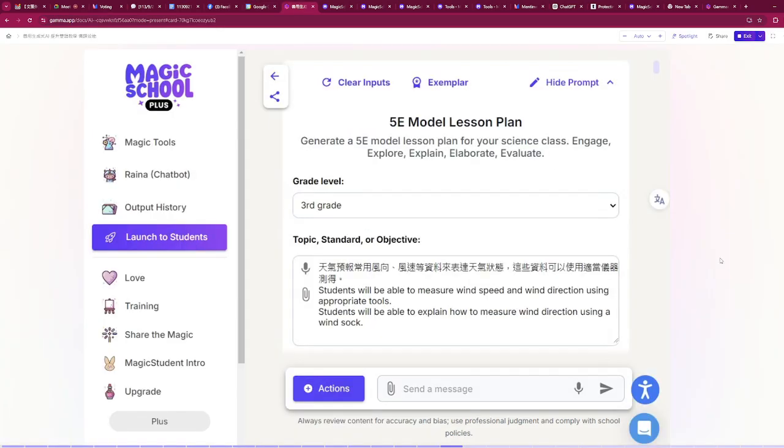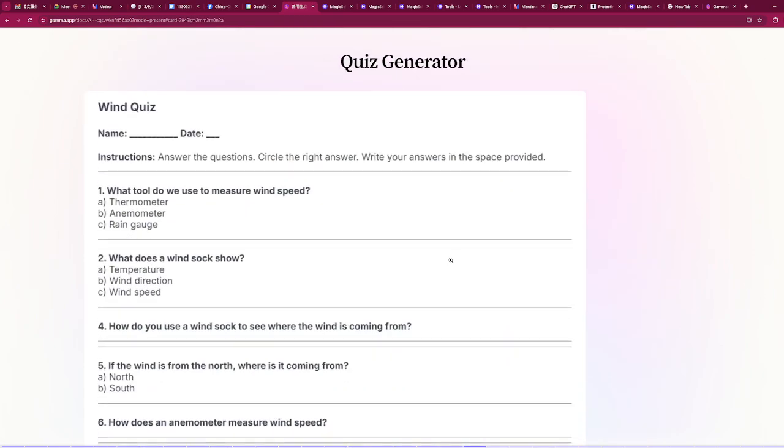Okay, now it's almost 11, and I would also introduce a quiz generator based on the same topic. Then I would like to give you an invitation to MagicSchool for students and join me in MagicSchool.